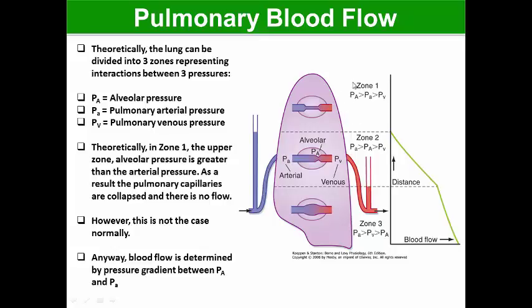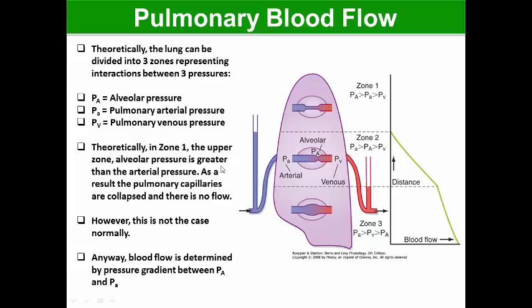Why do we mention the alveolar pressure here as a factor that determines pulmonary blood flow? Remember, the alveoli are filled with air, and the pulmonary capillaries surround the alveoli. So if the pressure in the alveoli is higher than the pressure in the pulmonary artery, the capillaries would be collapsed and no blood goes through the pulmonary capillaries.